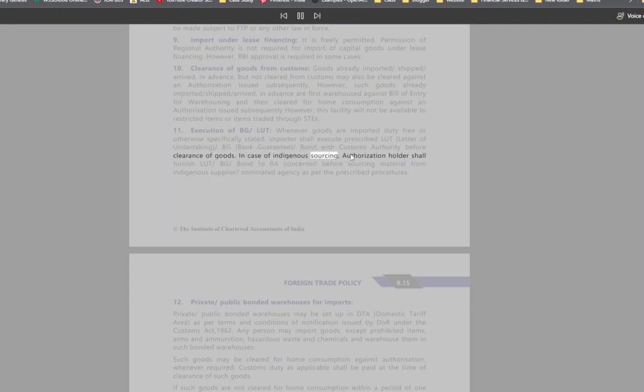In case of indigenous sourcing, authorization holder shall furnish LUT/BG/bond to RA concerned before sourcing material from indigenous supplier/nominated agency as per the prescribed procedures. Foreign Trade Policy 9.12. Private/public bonded warehouses for imports.